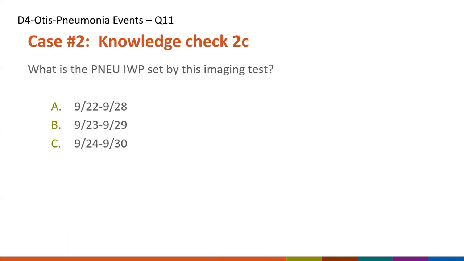Knowledge check 2C. What is the new IWP set by this imaging test? Is it 9/22 through 9/28? That's option A. B is 9/23 through 9/29, or C, 9/24 through 9/30.